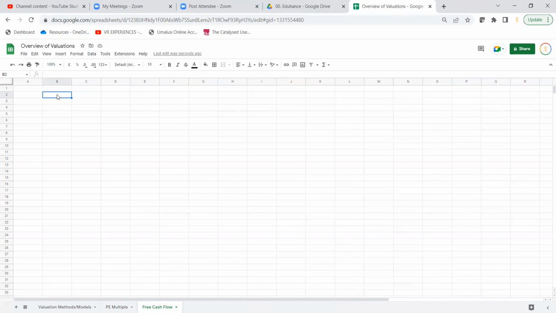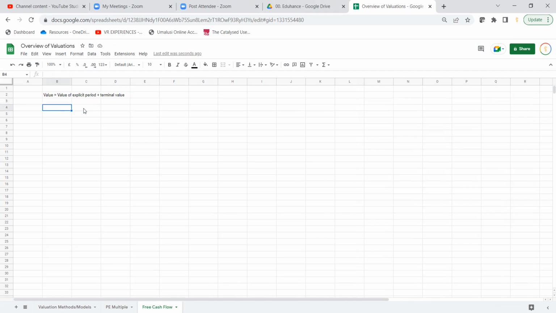Okay, so with the free cash flow, basically the value of equity is the value of the explicit period plus the value of the terminal value, or continuing value. So that is basically the value of equity when you use the free cash flow.